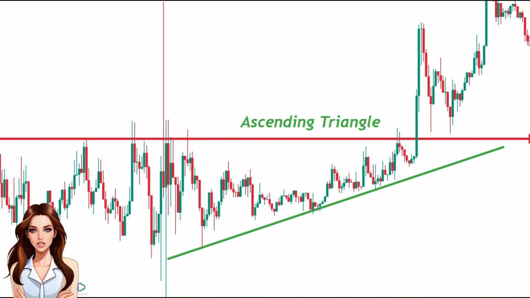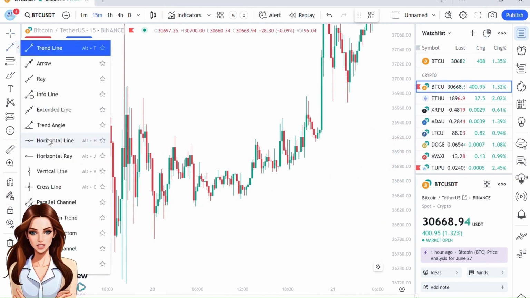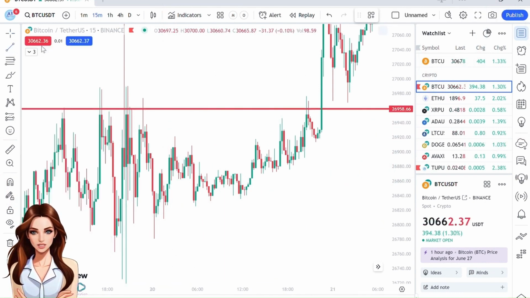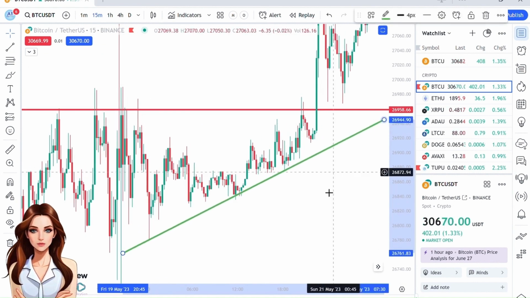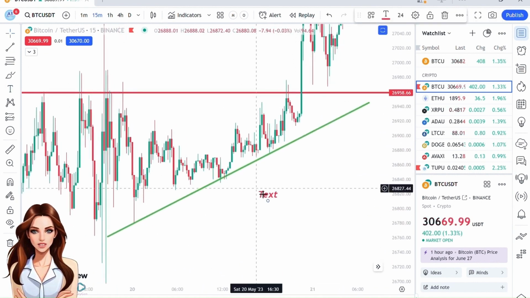Ascending triangles are generally bullish. They typically signal a continuation of an uptrend or, more rarely, a reversal of a downtrend. It is created by price moves that allow for a horizontal line to be drawn along the swing highs and a rising trend line to be drawn along the swing lows. The two lines form a triangle.